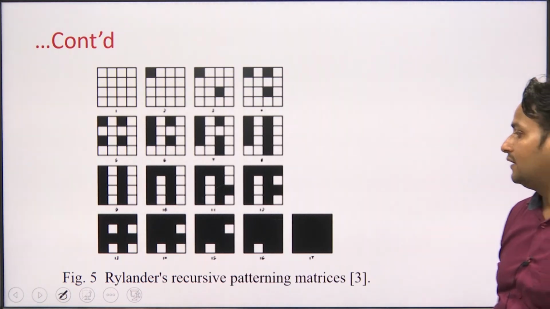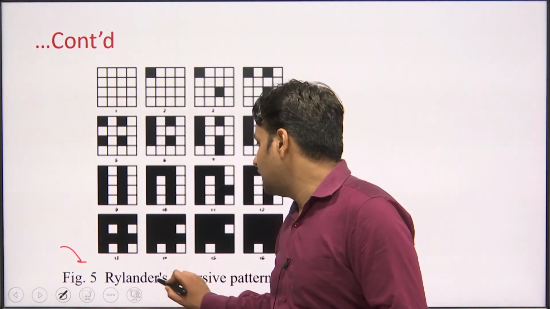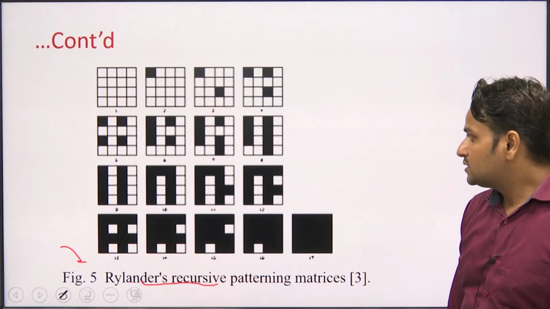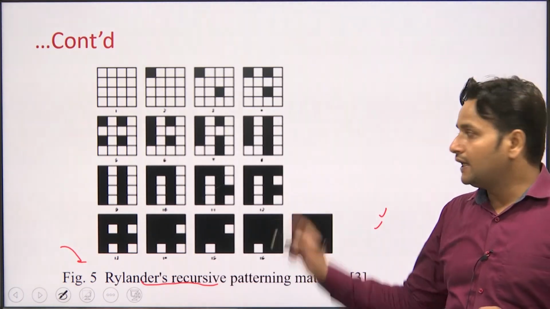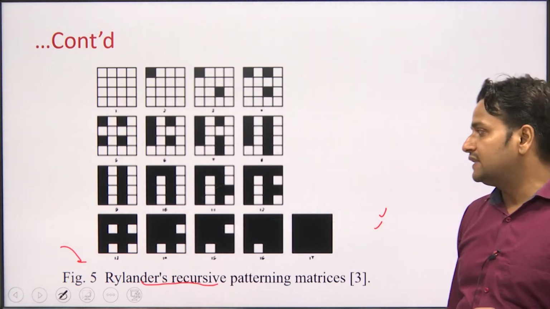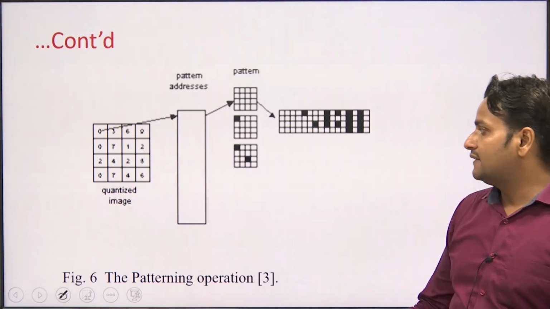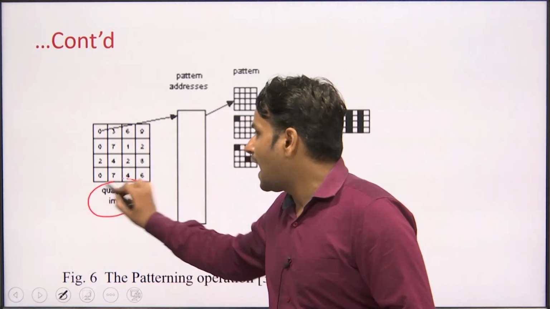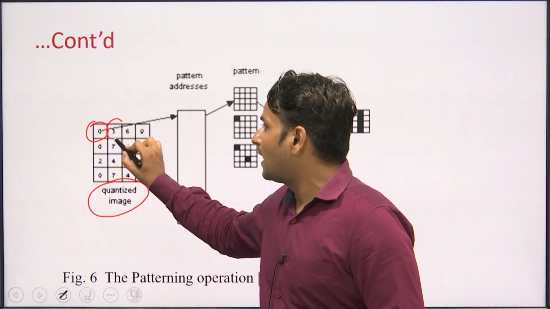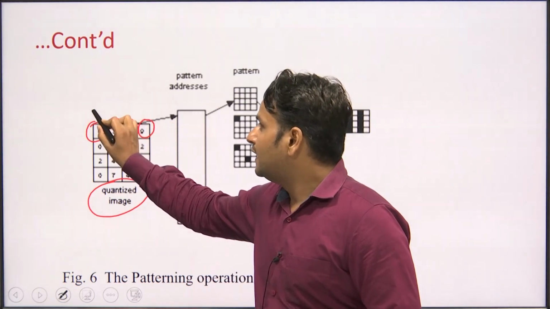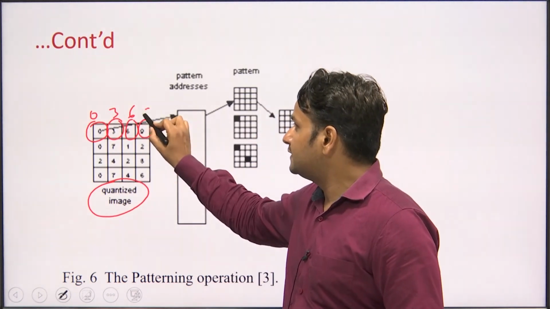Now, see how we can use the patterning process in digital halftoning. Here we are choosing Rylander's recursive pattern. We use 17 patterns in total, and by arranging these patterns we can form the complete halftoning process in this manner. If we have a quantized image, each pixel has a different value. This pixel has value 0, this has 3, this has 6 and this has 8.